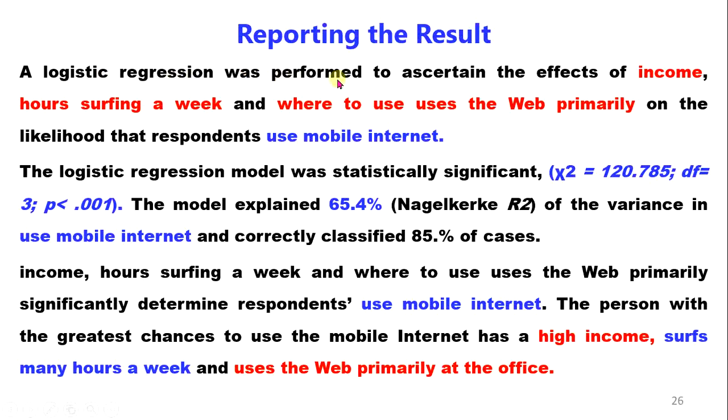A logistic regression was performed to ascertain the effect of income, hours surfing a week, and where to use the web primarily on the likelihood that the respondent use mobile internet. The logistic regression model was statistically significant with chi-square test of 120.7, degree of freedom 3, p-value less than 0.001. The model explained 65.4% of the variance in use of mobile internet and correctly classified 85% of the cases.